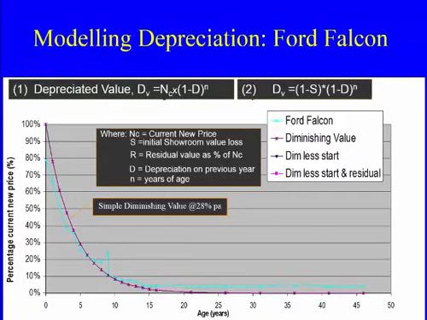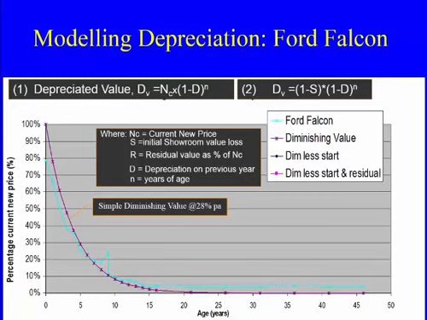However, we also note that the curve, the mathematical depreciation diminishing value curve, underestimates the value of a very old Ford Falcon, but it overestimates the value of a relatively young one. And so we have these two errors between the market data and the mathematical curve.